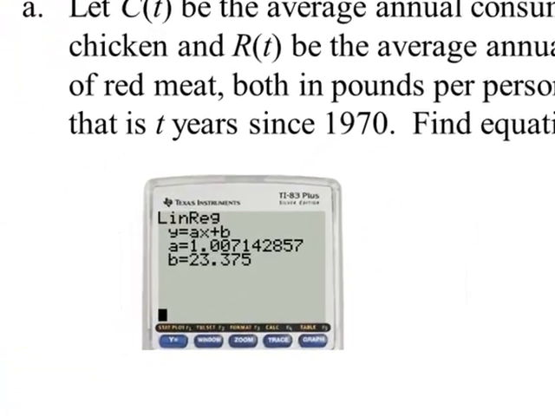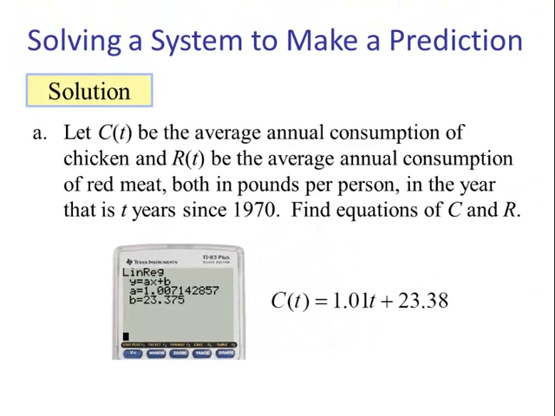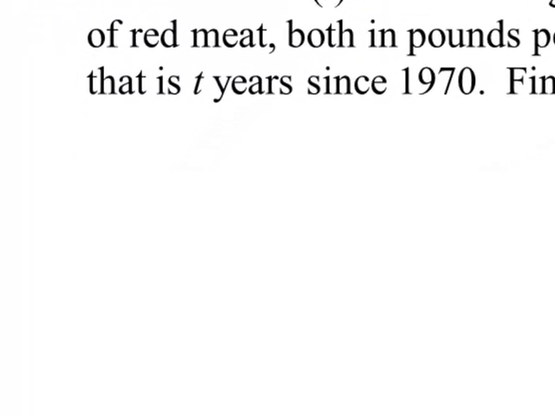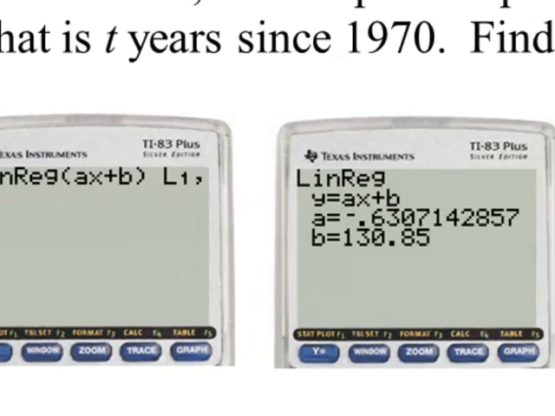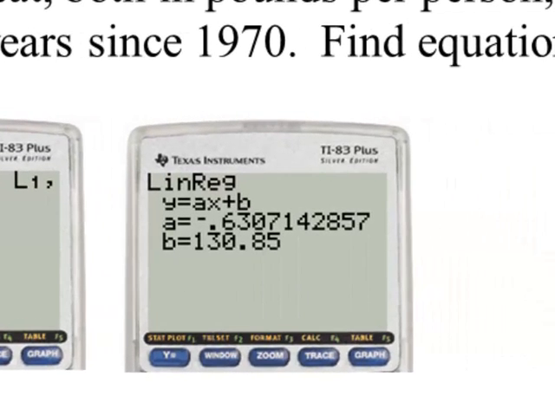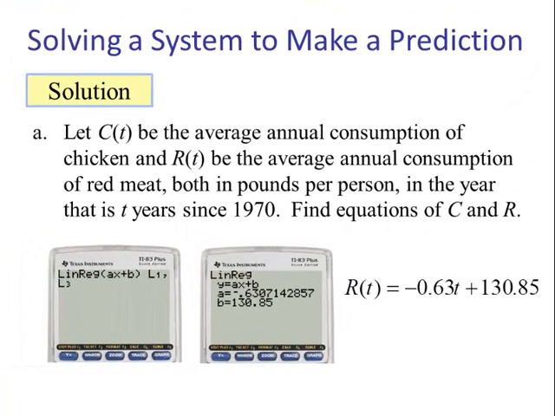You should get this equation. If we round this to 2 decimal places, C of t equals 1.01t plus 23.38. The equation R of t will be found by hitting stat, the right arrow, and then linear regression. This time we need to hit second number 1 for list 1, comma, second number 3 for list 3, because this is where the red meat data is. You should get this equation, and rounded to 2 decimal places, R of t equals negative 0.63t plus 130.85.